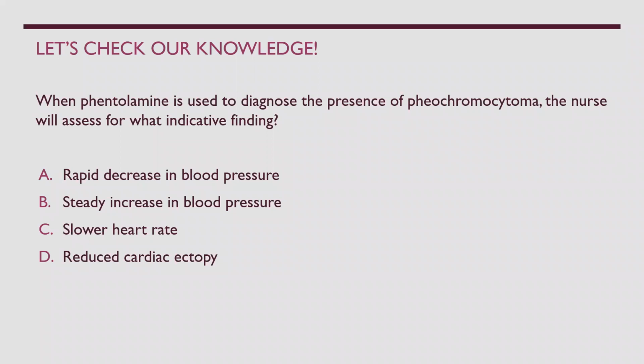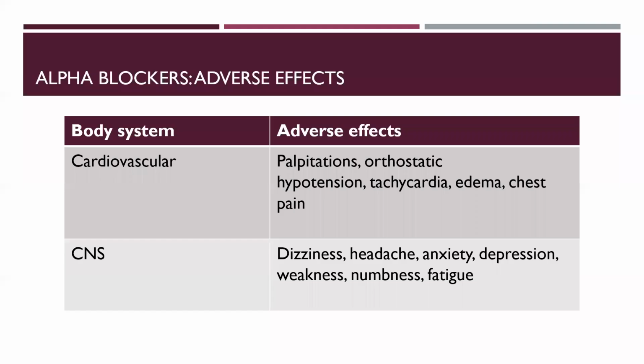A. Yes, because remember, this is one of our alpha blockers. So if it's an alpha blocker, it's going to cause a decrease in blood pressure. So these are just some of our adverse effects. Once again, I'm not going to go through every single one of these. It's just good to know what's going to cause them. So if I give too much of a blocker, then I can cause hypotension, edema, chest pain, tachycardia, palpitations, anything of that nature.